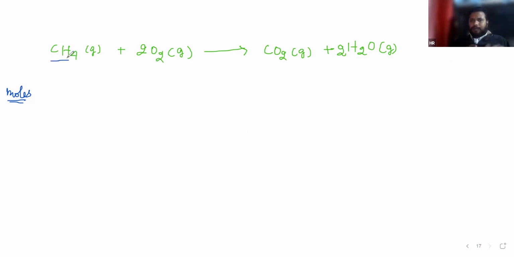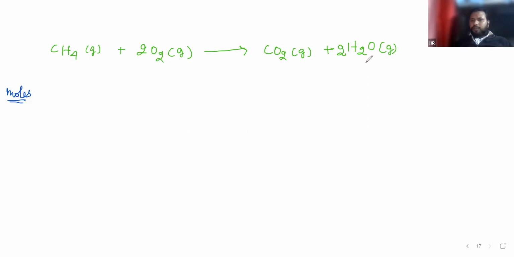Coefficient is the multiplied term of any variable, any alphabet. In chemistry, we use a stoichiometric coefficient. Krishna, what is the stoichiometric coefficient of CH4? So 1. What is the stoichiometric coefficient of O2? 2, sir. Okay.